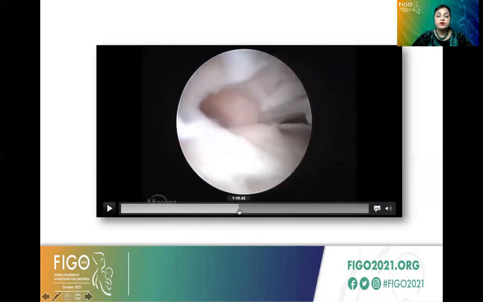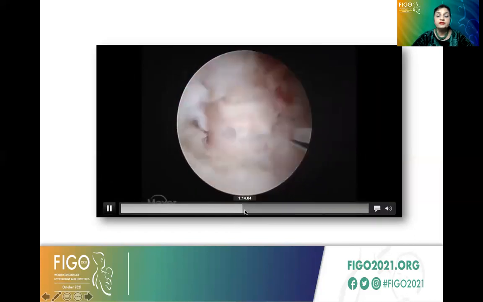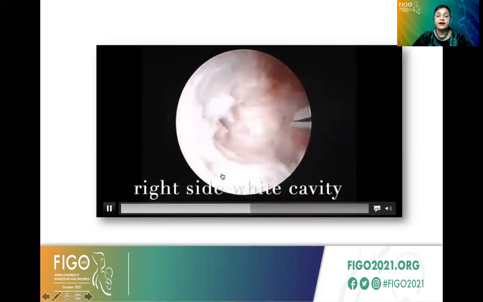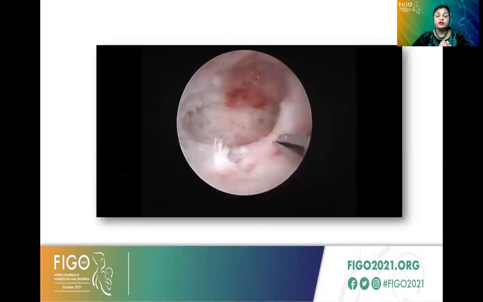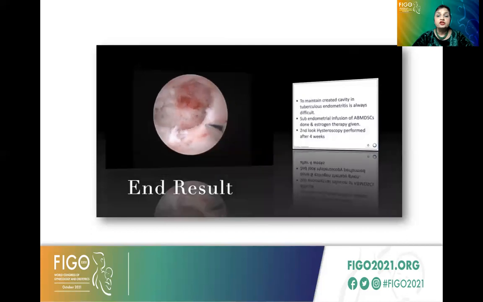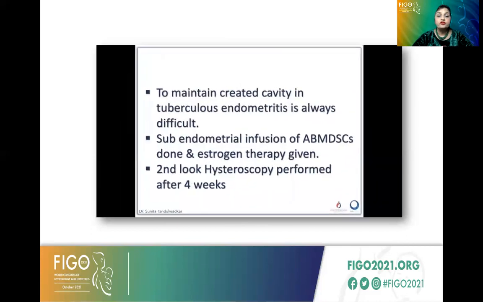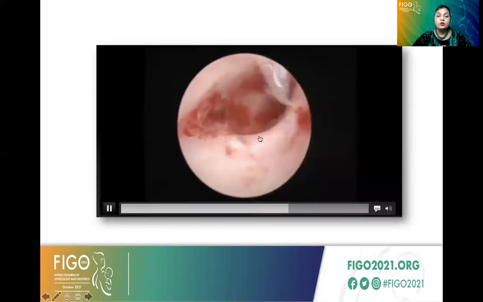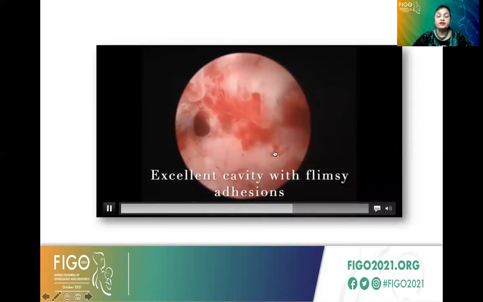Now, what is important to see is once you have created this cavity, this pink cavity, and this is completely the white cavity. Now, this cavity, one can think about regenerating because it is not getting maintained. So these are the cases where subendometrial infusion of autologous bone marrow derived stem cells along with the estrogen therapy can be given. And the second look hysteroscopy is performed after 4 weeks. That is what we follow in our center. And look at this beautiful cavity that got regenerated.